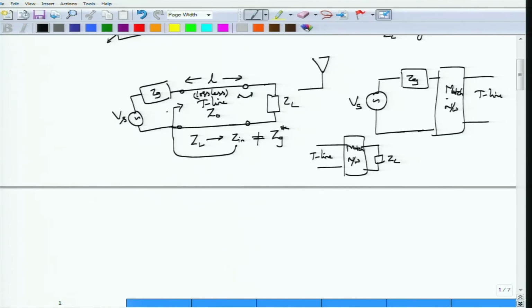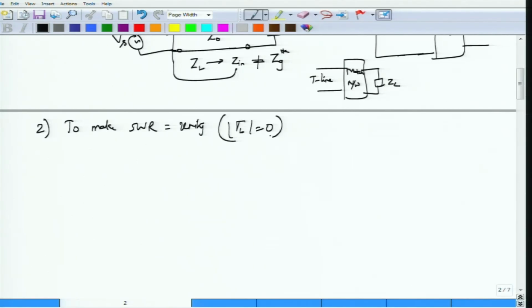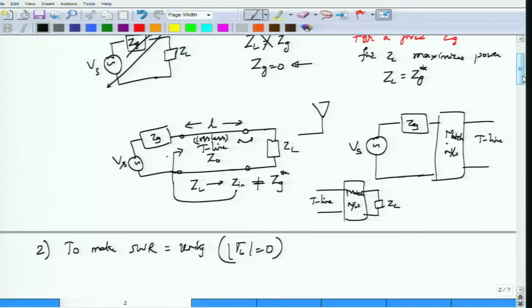So that brings us to the next requirement for impedance matching. We want to impedance match to make SWR equal to unity. That is, we want to keep reflections to be 0. Okay. Now what happens if the reflection is not 0? If the reflection coefficient is not 0, then SWR will be greater than 1, and the input impedance that this source sees at this particular point will actually depend on the transmission line Z0. It will also depend on the length of the cable. It will depend on the load.